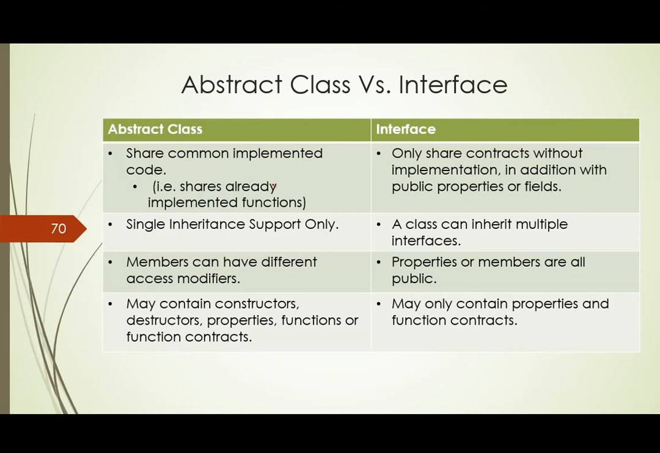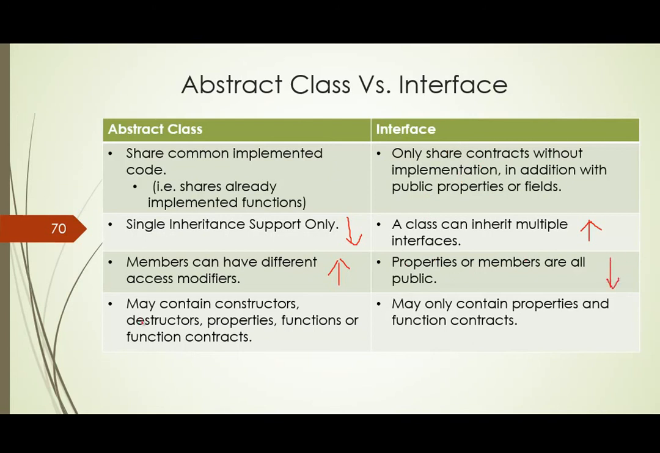And single inheritance is supported only for an abstract class. That's really the downside of abstract classes. A class can implement multiple interfaces, which is really an upside for interfaces. And members can have different access modifiers in an abstract class, which is also an upside: all the members could be different. They don't have to be public. You could have some hidden layers, whereas in an interface you really have to have all the members as public. It's really a downside.